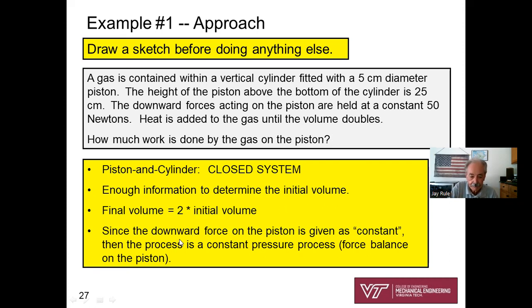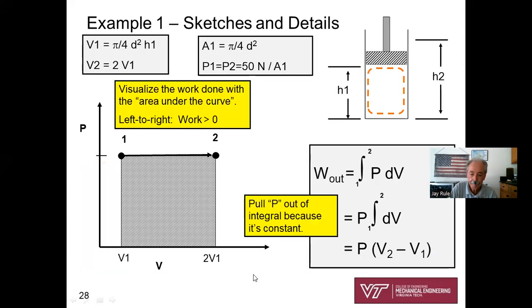That's getting you something. The downward force on the piston is given as constant. That means, if you think about it, the process is a constant pressure process. If you think about the force balance, the free body diagram on the piston. Okay. Here's some things I would expect. If I'm grading your quiz, here's things I would expect you to see on your quiz solution.